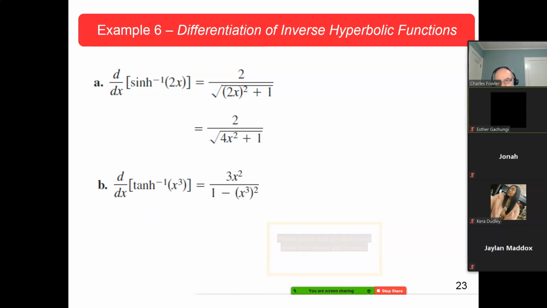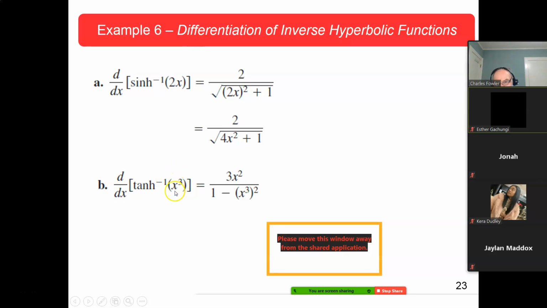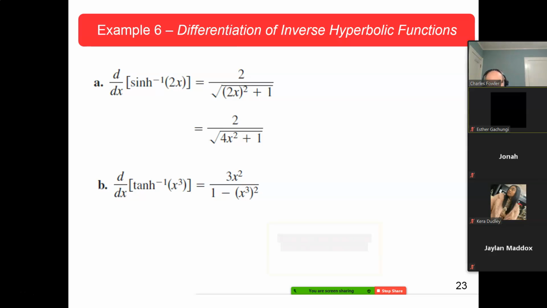Derivative of inverse hyperbolic tangent of that would be the derivative of u, which is, here's your u, 3x squared, that's up here. And remember, whereas an inverse tangent would be a plus here, inverse hyperbolic tangent would be a minus here. So it's 1 minus this argument squared, which would be 3x squared over 1 minus x to the 6th. And there it is.